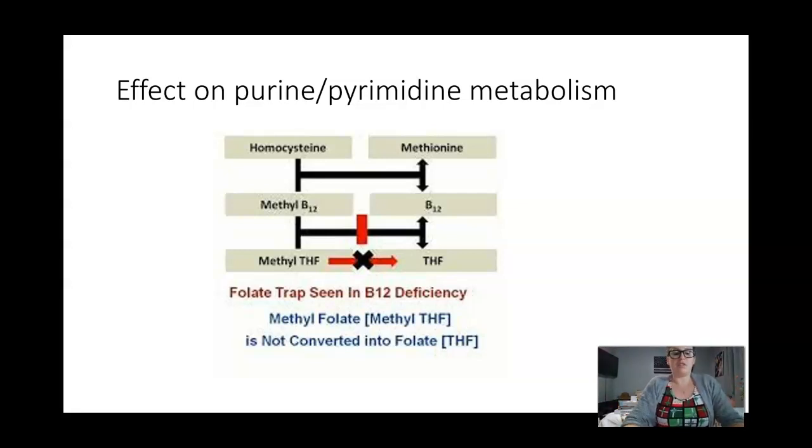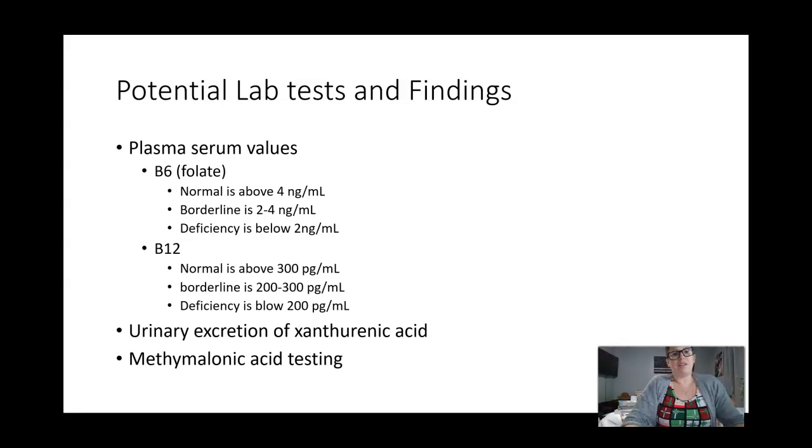If there is a B12 deficiency, which affects the conversion of homocysteine to methionine, then there is a noted decrease in methionine available. And methionine is the precursor for the universal methyl donor, S-adenosylmethionine, also known as SAM, which is essential for DNA methylation process. And then the last part is what are some potential lab testing findings.